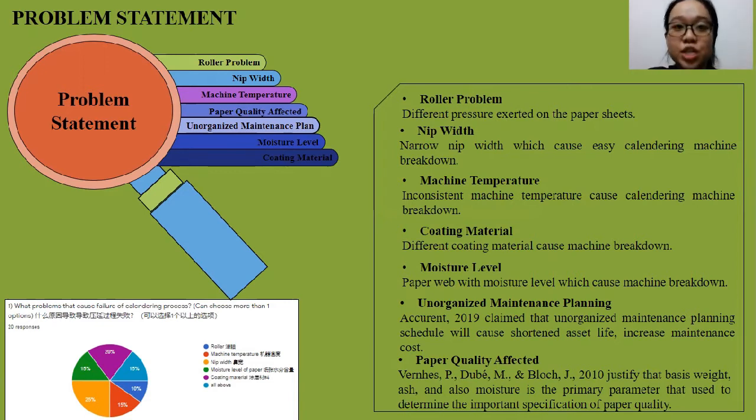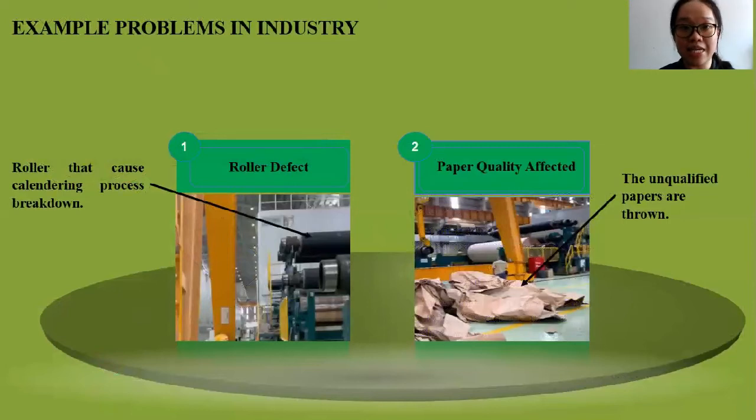Next is the moisture level. Different moisture levels applied at the paper web also cause the calendaring machine to break down. According to Occurrent 2019, he has claimed that an unorganized maintenance planning schedule will also shorten the asset life and increase the maintenance cost. Basis weight, ash, and moisture are the primary parameters used to determine the important specifications of paper quality. Those are the example problems in the industry.